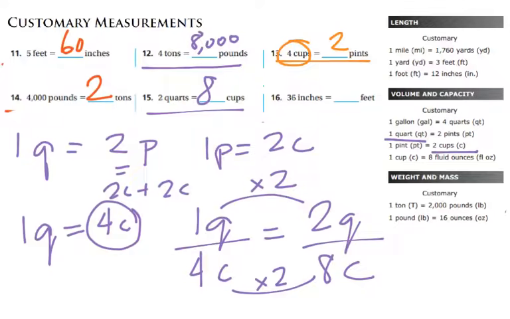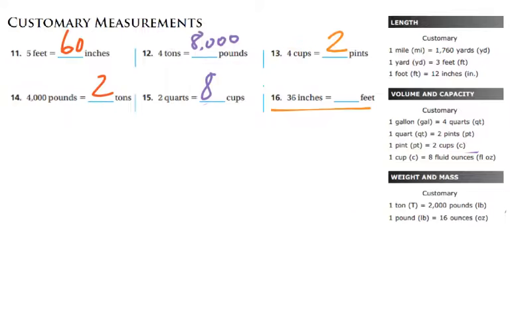Okay, we're going to move on to the next one. Okay, for the next one, we have 36 inches equals something feet. So I'm thinking inches and feet. Oh, right here. 1 foot equals 12 inches.